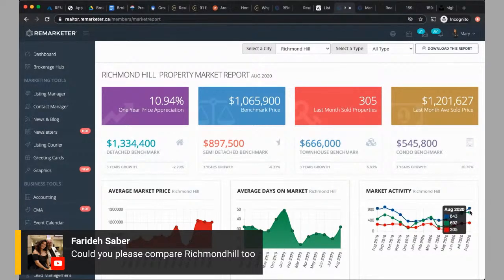But if they start to come apart, that means that some properties that came to market got stuck on the market. That could be an indication right here. And then we're almost selling less than half of what's coming to the market right there. So I would still say that Richmond Hill is still a little bit of a buyer's market.